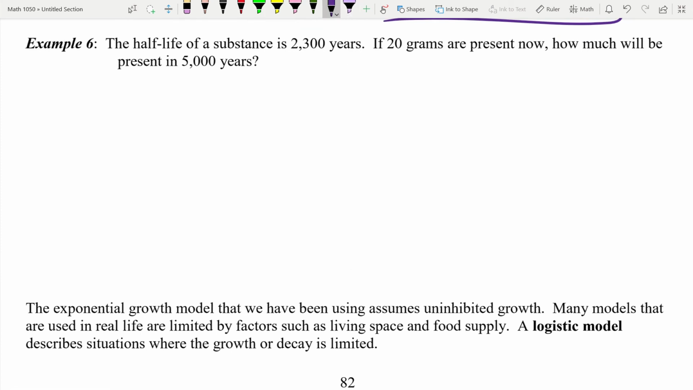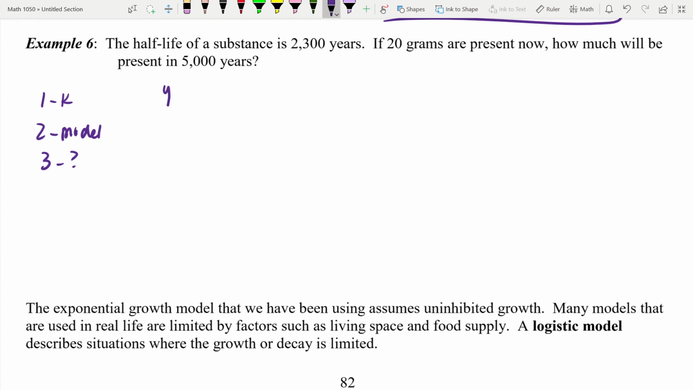Okay, example 6. Off to the side, let's write this down. Find your K. Find your model. Answer the question. The half-life of a substance is 2,300 years. 20 grams are present now. How much will be present after 5,000 years? Guys, listen, people start getting confused and they start putting in the 5,000 right now. The 5,000 is the question. I'm not going to deal with that until I'm all the way down to step number 3, okay?